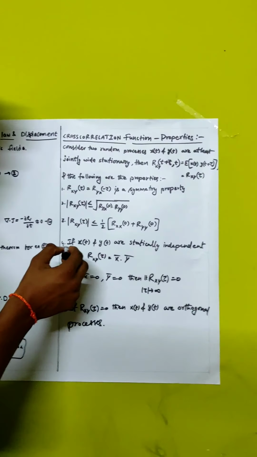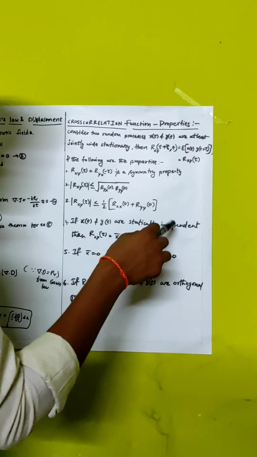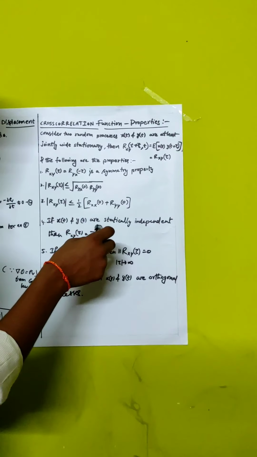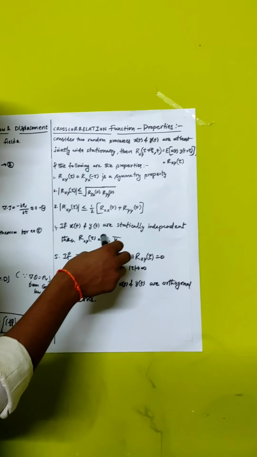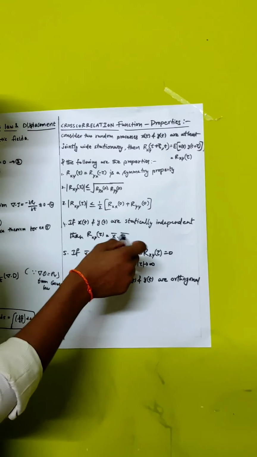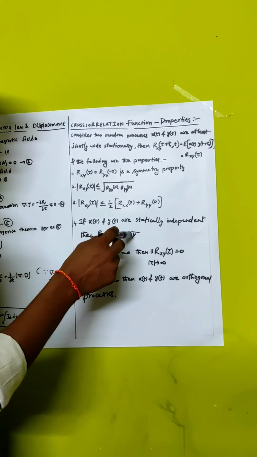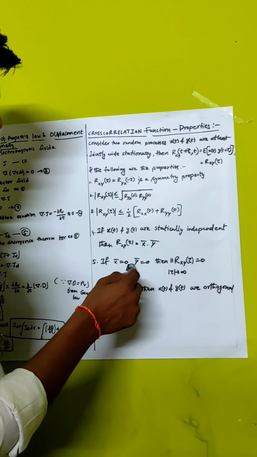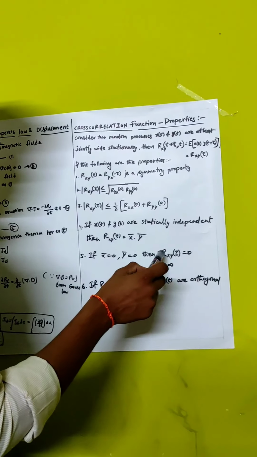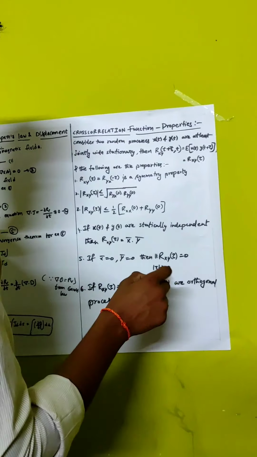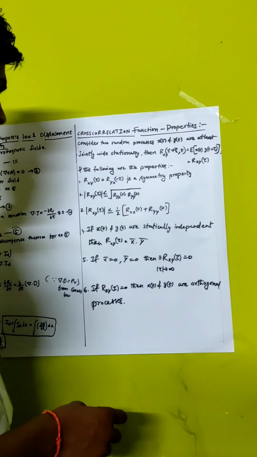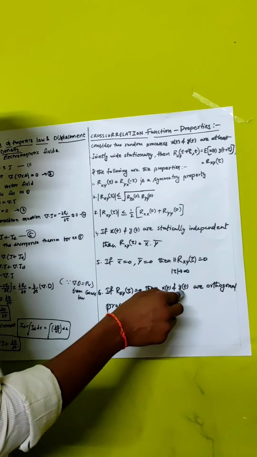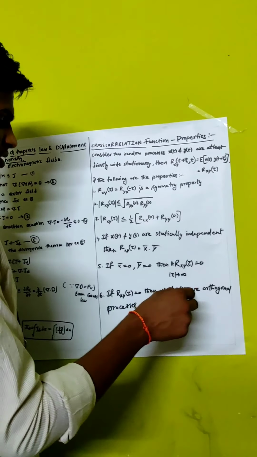The fourth property: if X of t and Y of t are statistically independent processes, then the cross correlation function is equal to the product of the means of the two independent processes, that is, RXY of tau is equal to X bar into Y bar. The fifth one: if X bar is 0 and Y bar is 0, then the cross correlation function is also 0 as the modulus of tau extends to infinity. And the sixth one: if RXY of tau is 0, then the X of t process and Y of t process are orthogonal processes.